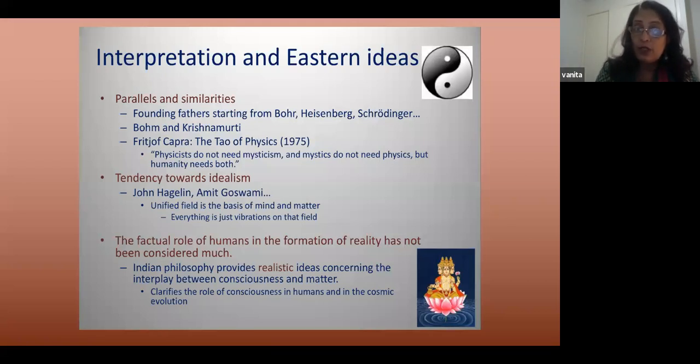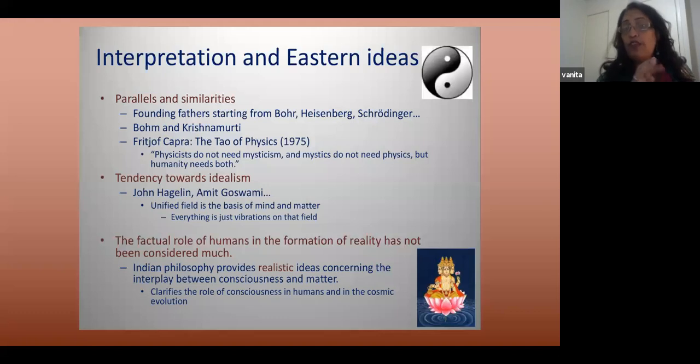John Hagelin and Amit Goswami spoke about the unified field as the basis. They said the unified field is the basis of mind and matter. We consider that the body is made up of 5 elements. In a similar way, the body is composed of the 3 biological humors, and matter is made up of 5 elements, the Panchatattva or Panchamahabhut. Everything is just vibrations on that field, because the pulse, when you feel it, is just the vibrations, the touch, or the energy flow. You sense that energy flow or blood flow to check any kind of pulse analysis, to do any kind of assessment even for the condition.